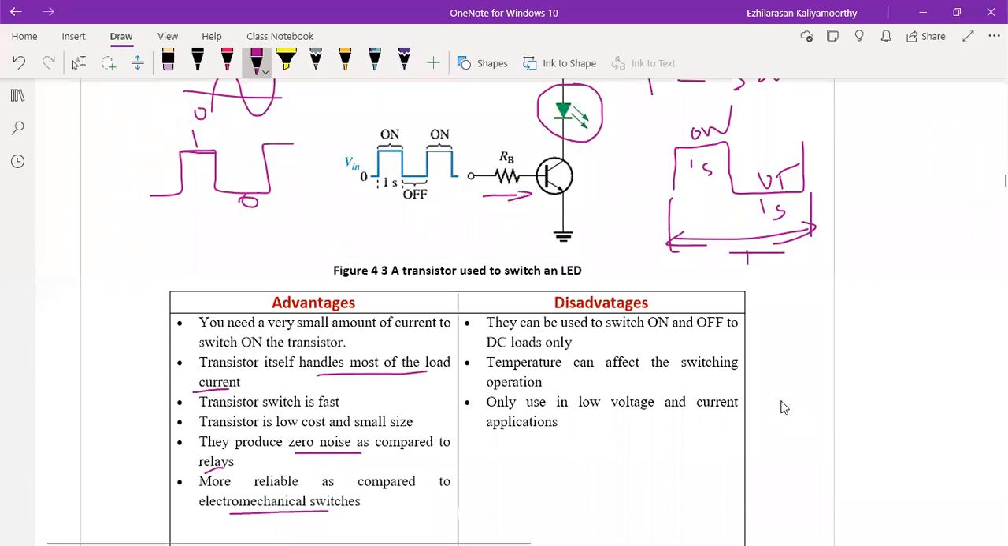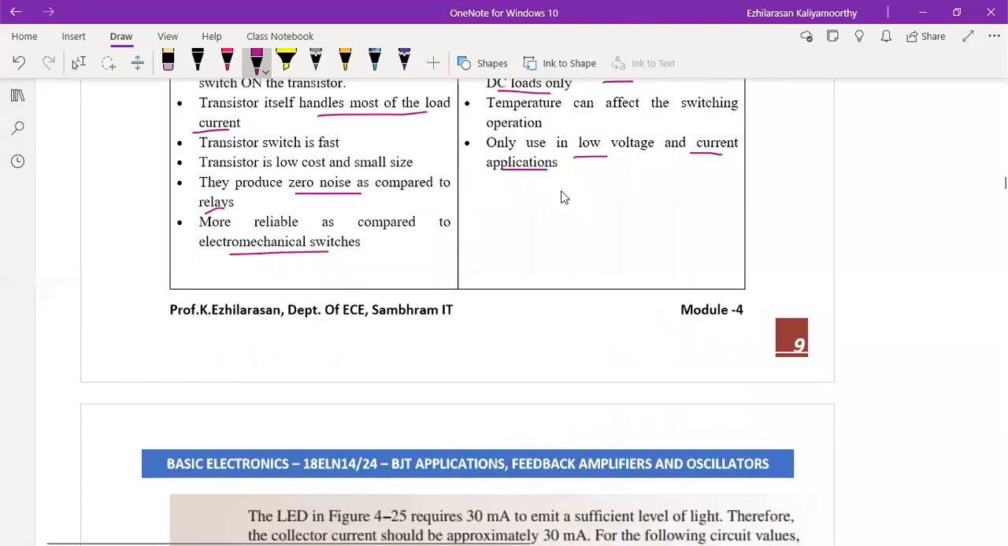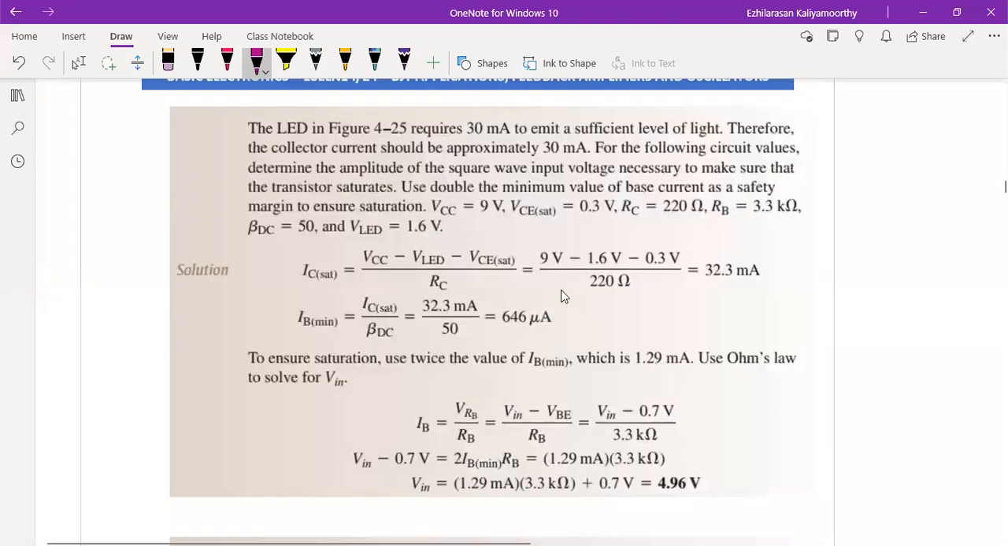What will be the main disadvantage of this? The disadvantage is that it can be used to switch on and off DC loads only. So we cannot use it for AC loads. Then the temperature can affect the switching operation, and we can use it only in low voltage and low current applications. We cannot use this BJT as a switch in high power applications. Now, with the help of this, let us see some numerical that is given.